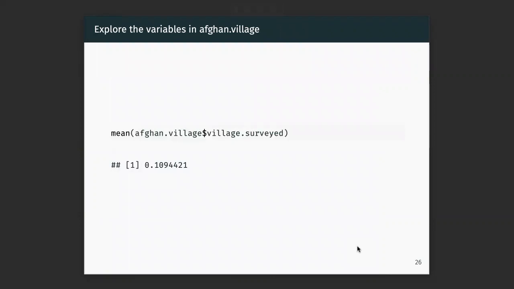Of all the villages included in the data, which again is a list of all villages in the included provinces and districts, about 11% of those were surveyed. 10.9% of those villages were surveyed. So 89% were not. So in order for this to be a simple random sample, each village had to have about an 11% chance of being included in the survey.